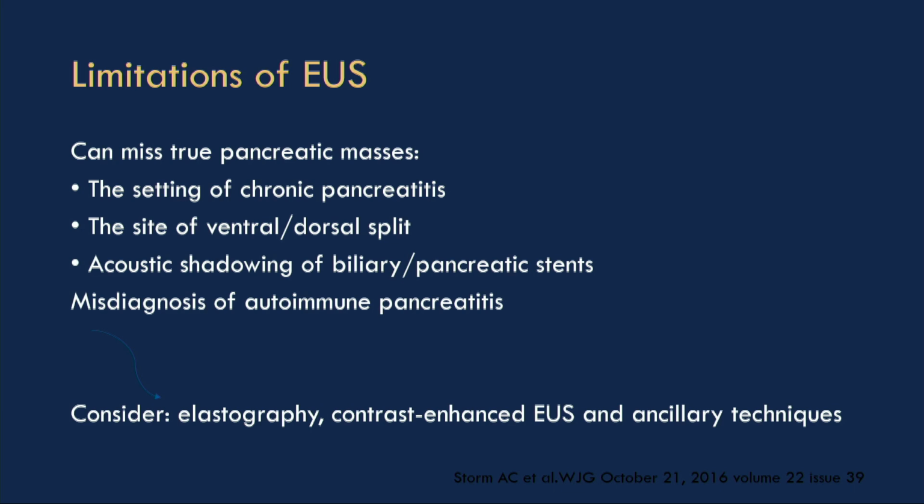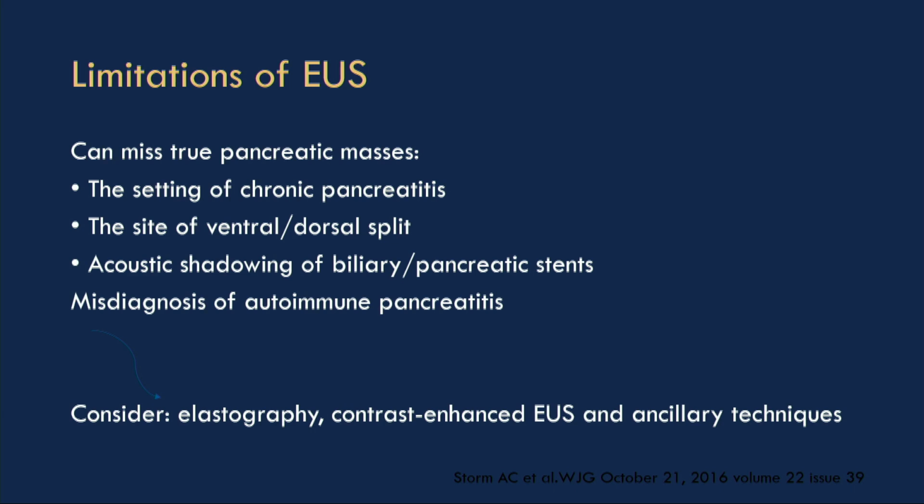And the most important setting is that of chronic pancreatitis. With chronic pancreatitis, you can have pseudotumors, you can have calcifications with acoustic shadowing, so you can miss lesions. When you puncture, your accuracy is usually at least 20% lower than what you expect with normal pancreatic tissue. So this is the most difficult setting, really.